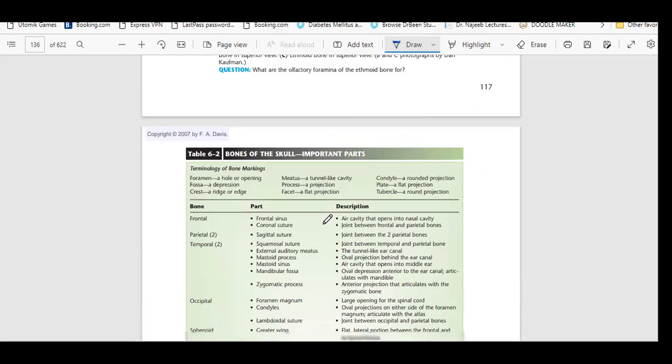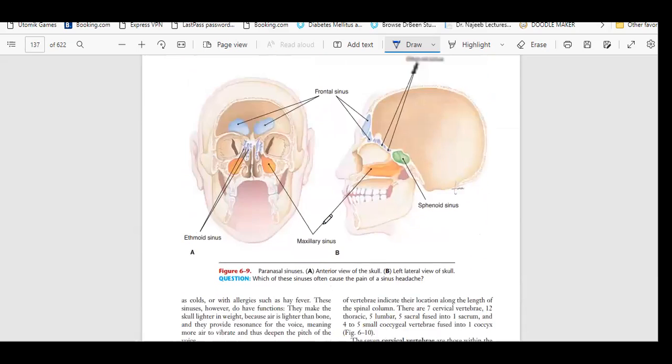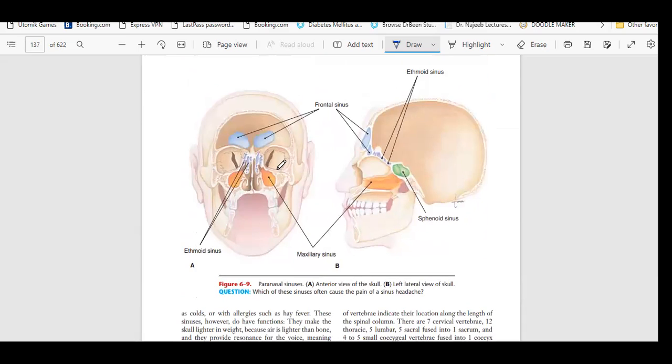Okay, and here are the sinuses we have. These are the ethmoid sinuses because they are near the ethmoid region. These are the maxillary sinuses because they are near the maxillary region. This is the frontal sinus. This is the sphenoid sinus. So these are the frontal sinus, ethmoid sinus, and sphenoid sinus.